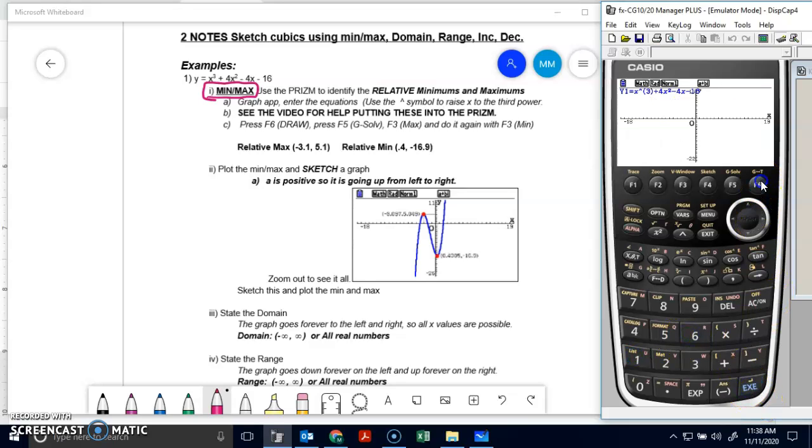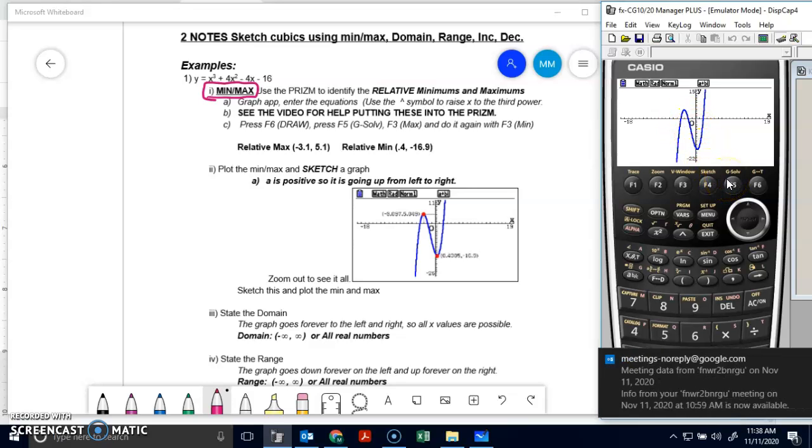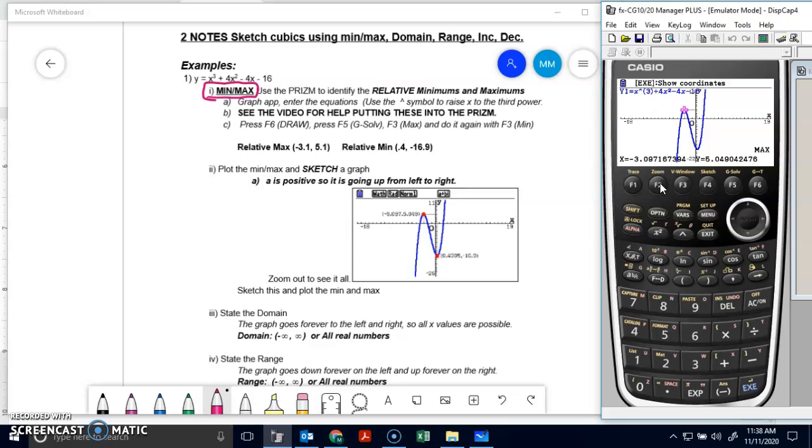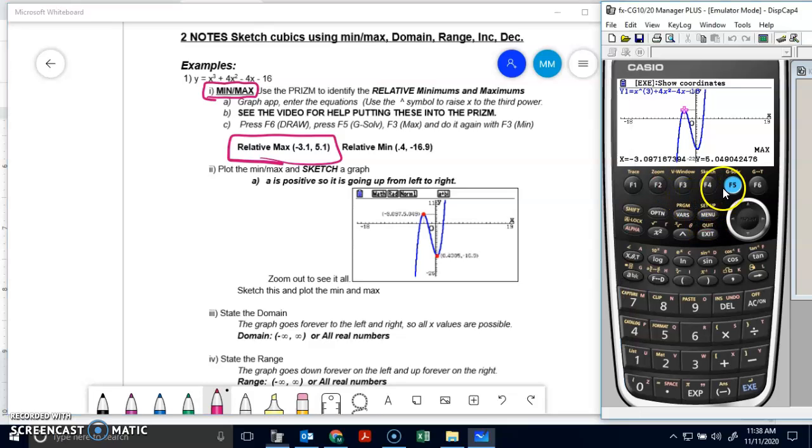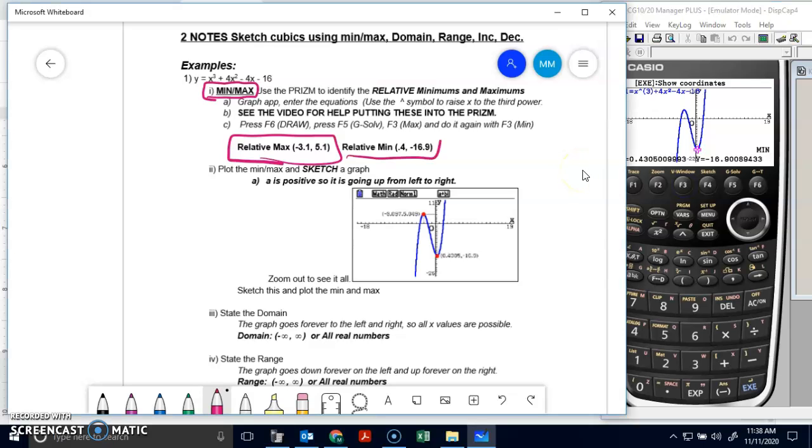Now let's graph this. You can see there's the graph, and I have a max and a min. We're going to find these the same way that we have found maxes and mins before. It's F5, G-Solve, max, to find the maximum, and you can see it's about negative 3.1 comma 5.1. It's a relative max. We'll talk about that in a second. Then hit G-Solve, min, to get the minimum. So you're doing both min and max on each of these. And that's 0.4 comma negative 16.9.